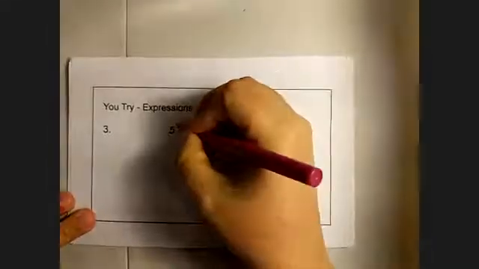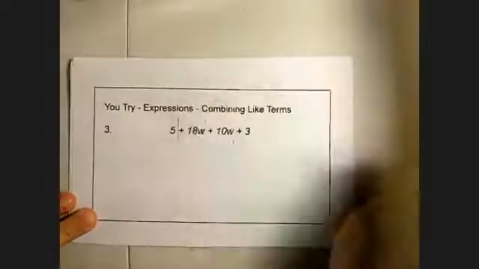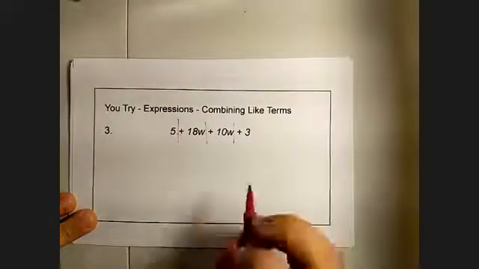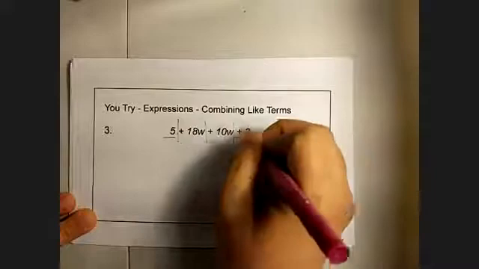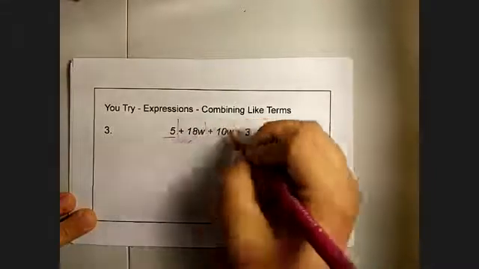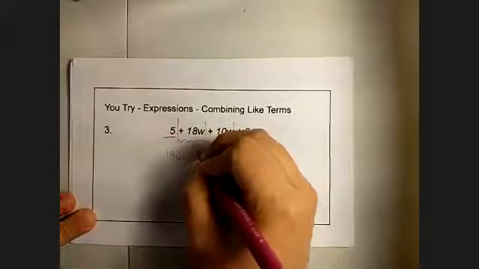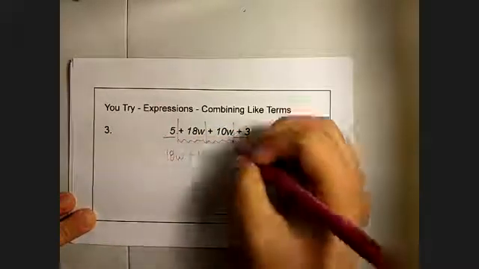So the first thing you should have done is chunked it. Okay? So that we're putting it right before the plus or minus sign. That 5 is going to go with the +3. The 18w goes with the 10w. Typically, you write this with the variables first. So 18 and 10W go first.